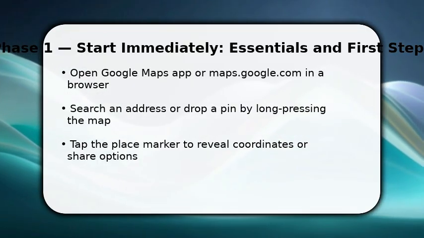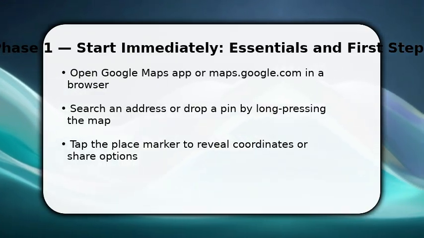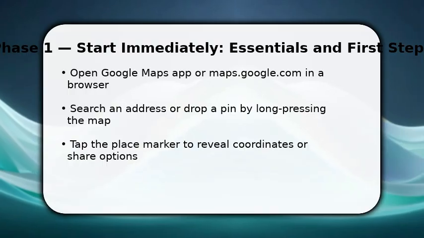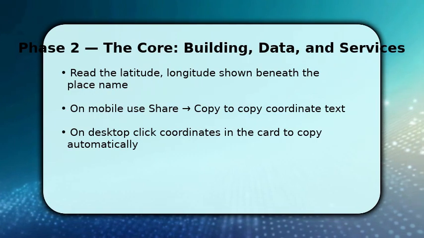This reveals a coordinate string or a share button. You do this now so you capture the precise lat, long. The map's marker locks the exact point, which is why you must zoom and confirm the placement first. Once you see the coordinates, you extract the GPS code.